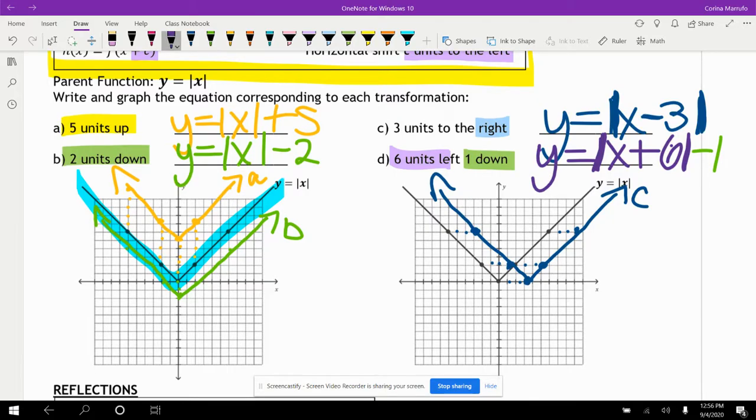So I'm going to go ahead and do that translation. We're going to go ahead and take this. We're going to move 1, 2, 3, 4, 5, 6 to the left, 1 down. And we're going to do that for every point. 1, 2, 3, 4, 5, 6, 1 down. 1, 2, that one is not going to fit, so I'm not going to put it. 1, 2, 3, 4, 5, 6, and 1 down.